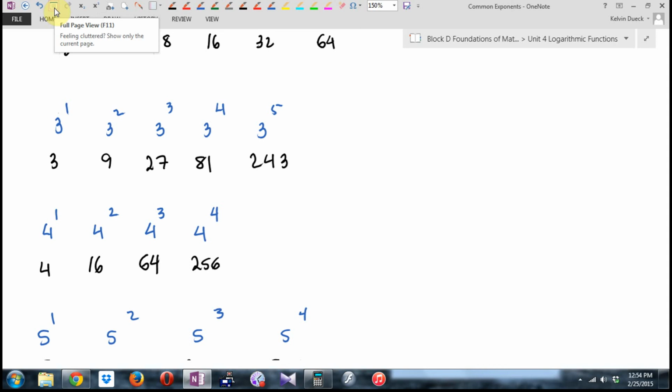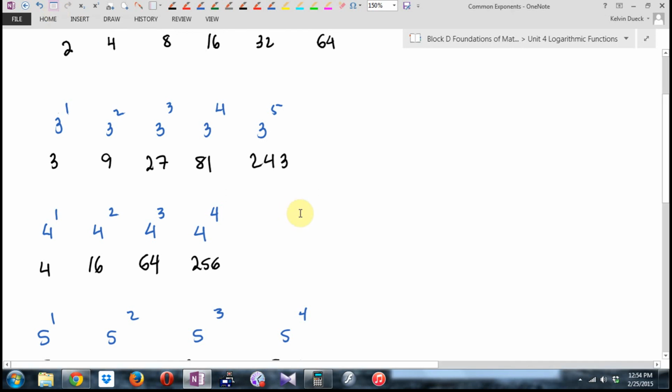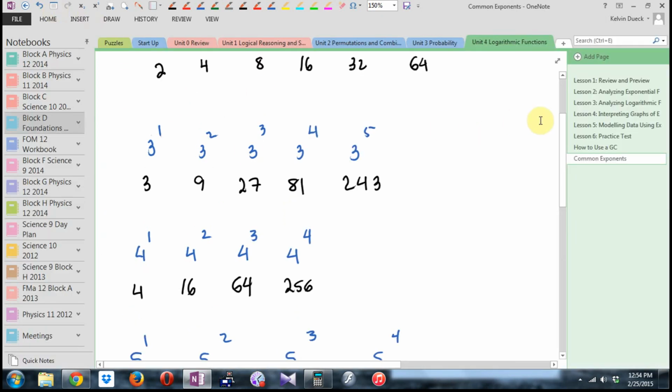And again, what I mean by be familiar with them is, if you see a 27, you should know it's 3 to something. And now you can just guess on your calculator. 3 to the 1, 3 squared. Oh, it's 3 cubed. Back to our notes on page 190, whatever it was.